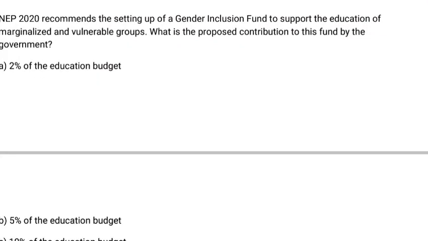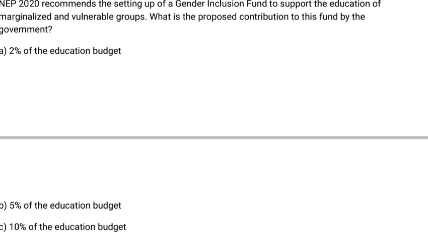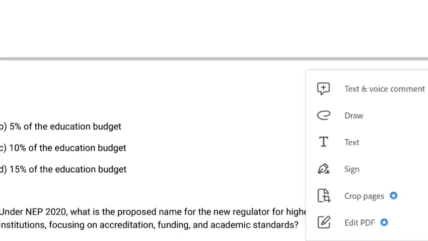NEP 2020 recommends the setting up of a Gender Inclusion Fund to support the education of marginalized and vulnerable groups. What is the proposed contribution to this fund by the government? So you must know this. It's a basic question. Option C will be correct: 10% of the education budget.